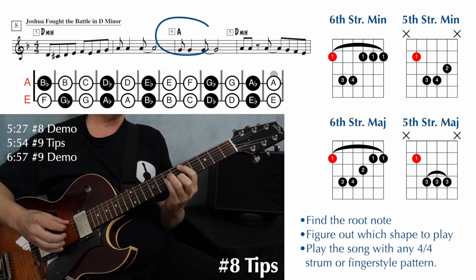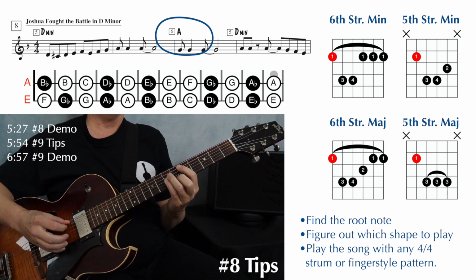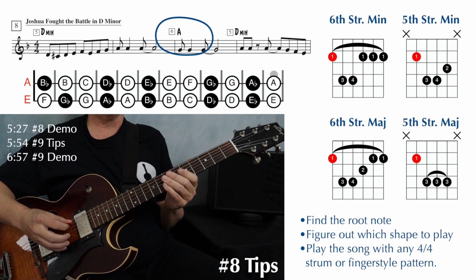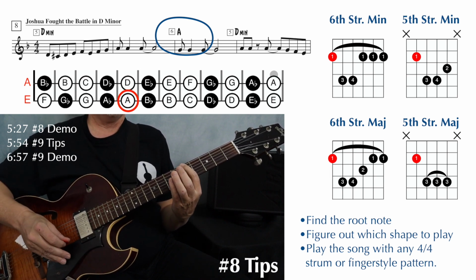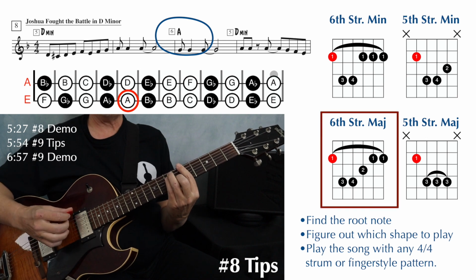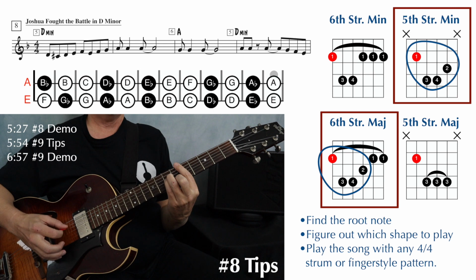And then the other chord in this song is the A major on string 6. So first find your A note on string 6, that's your root. That's also at the 5th fret. And again, that is with our major shape. And notice those 2 shapes are the same. Your minor on the 5th string and your major on the 6th string.